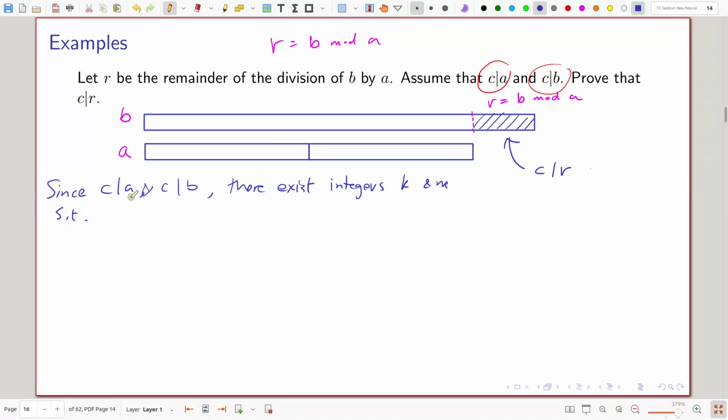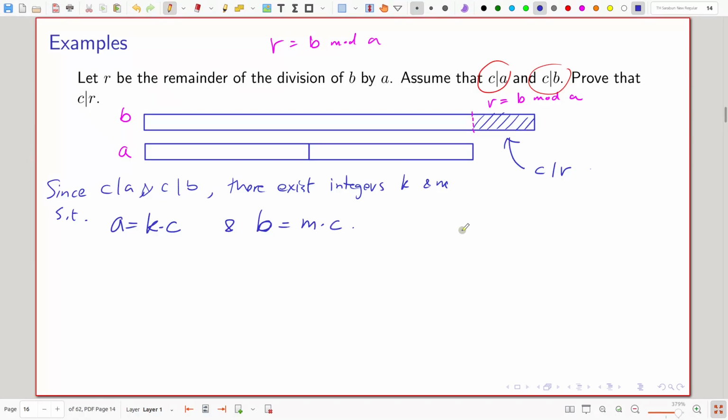Okay. So C divides A. So that means A is some multiple of C. This is the reason why C can divide A. And also C divides B, right? So B equals M times C.